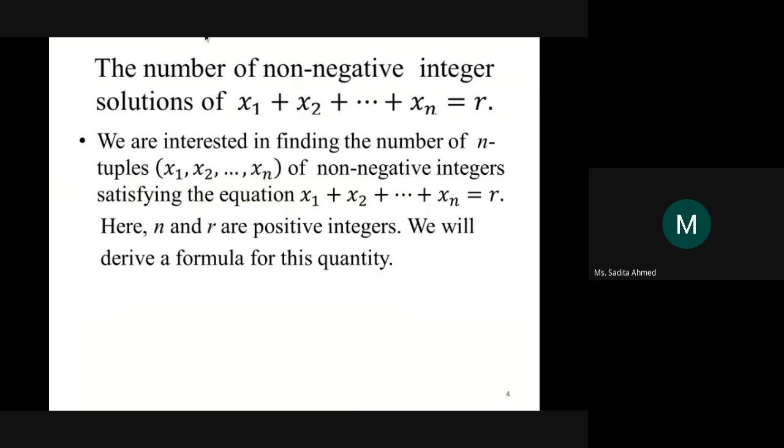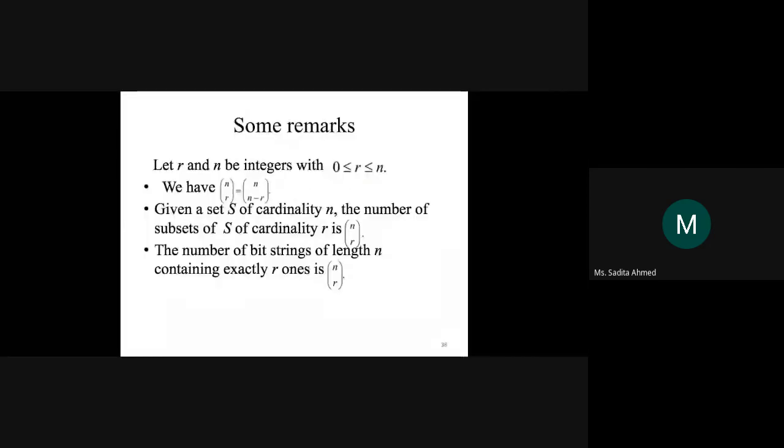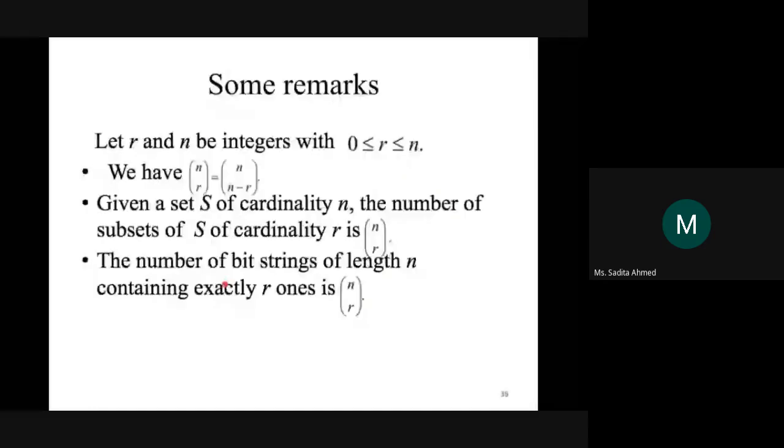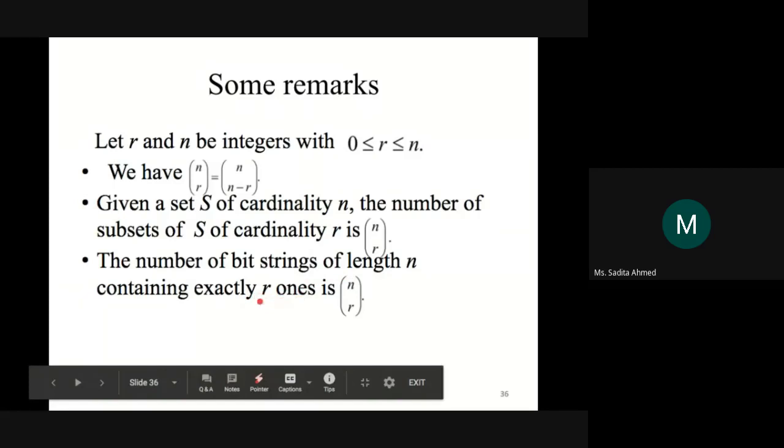So let's go back to our previous lecture just a bit. We already established, remember, that the total number of bit strings of length n, that is, they have a total of n bits in them and contain exactly r number of ones, is nCr. The total number of bit strings of length n that contain exactly r number of ones is nCr. We established this.